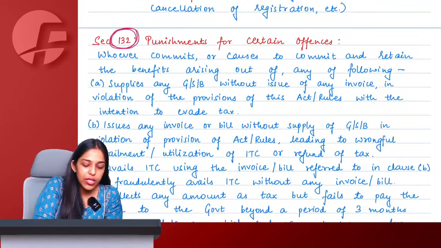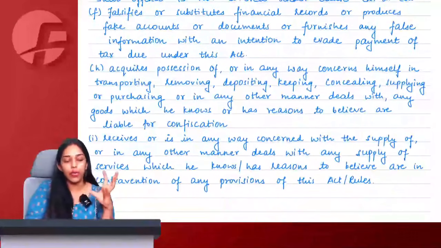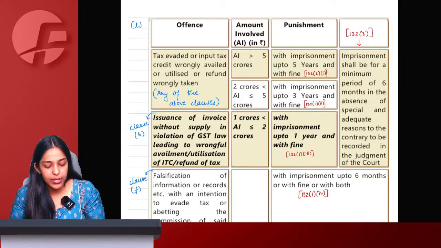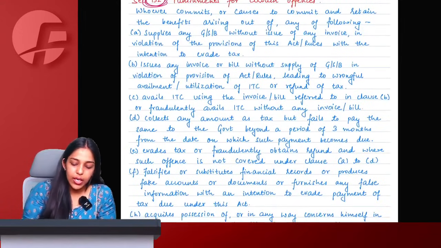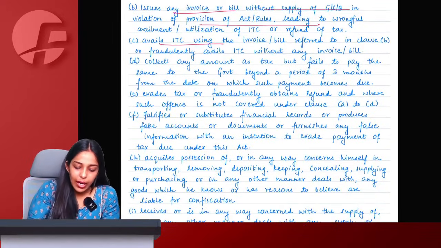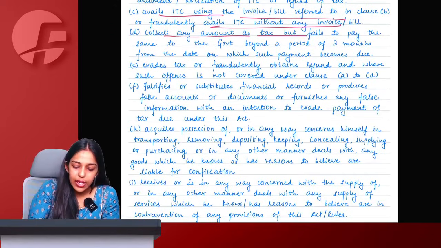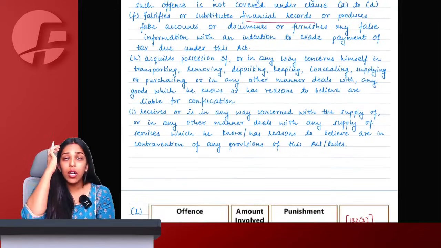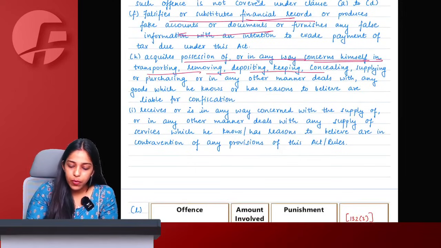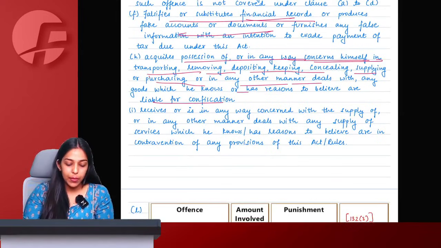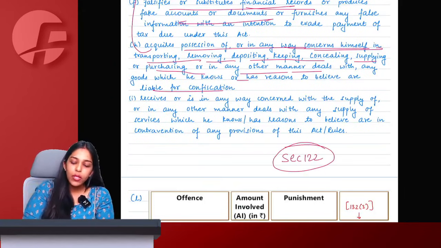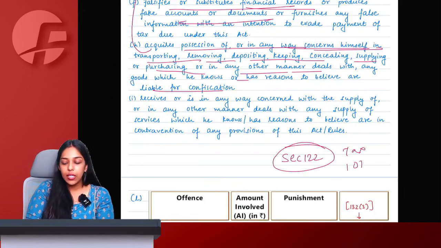Now section 132 says, here is the situation where you are going to face some issues, and questions are asked from here. You will find a lot of common points here. They are saying supplies of goods or services without issuing an invoice, or issuing an invoice without actual supply, taking ITC without receiving the goods, collecting an amount but not paying beyond 3 months, falsified financial records, or being concerned in transporting, removing, disposing, keeping, or concealing any goods liable to confiscation. So all these offences are common, which we have studied in section 122 also, and their penalty was tax evaded or 10,000, whichever is higher.